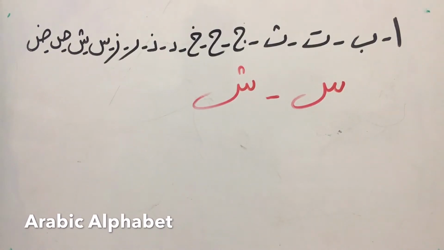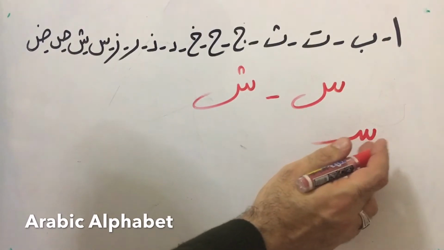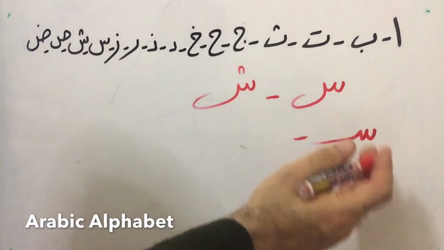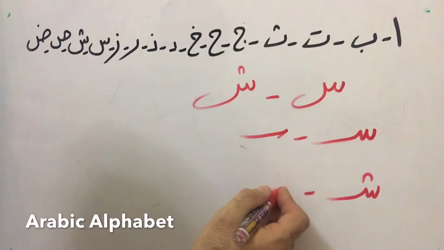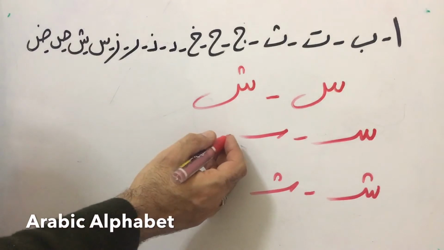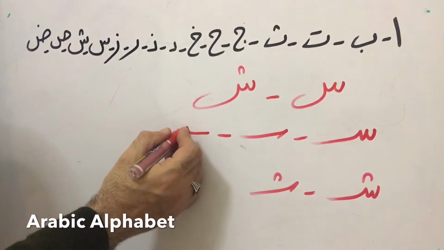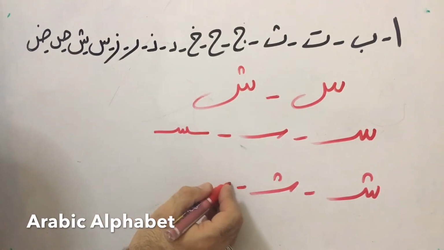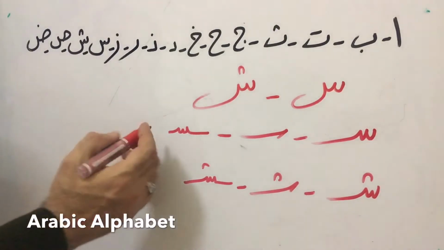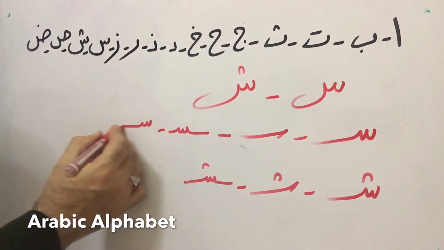So at the beginning of the word, we can start with them like this, 3 edges, or we can write them like this. This is at the beginning of the word. In the middle of the word, if the letter before can be joined, they are like this. If the letter can't be joined, like this.